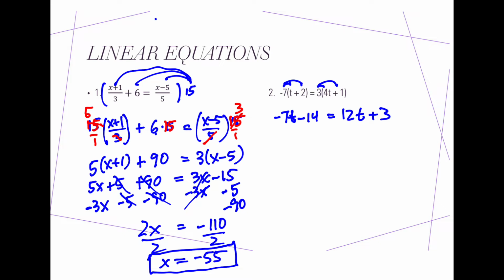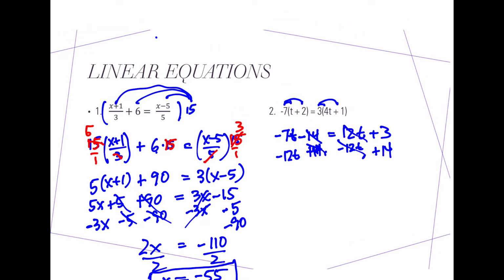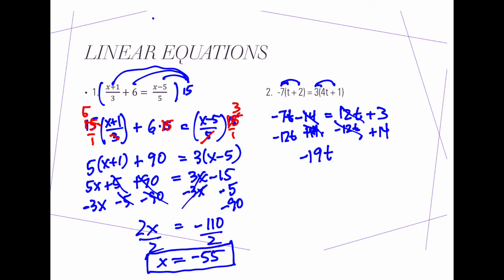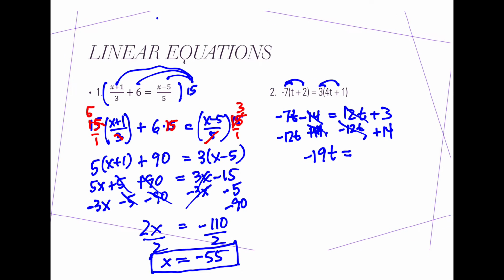So again, let's eliminate the variable term on the right, leaving it on the left. And then we'll add 14 to eliminate the constant on the left. That gets rid of this. That gets rid of that. So we're left with negative 19t equaling, keep on moving things around here, 3 plus 14, which is 17.